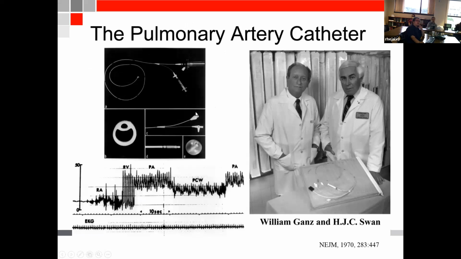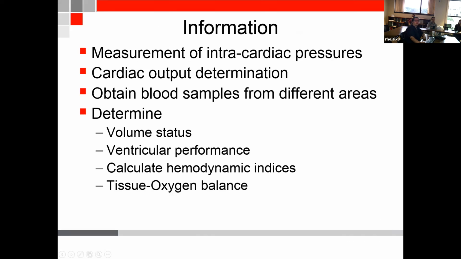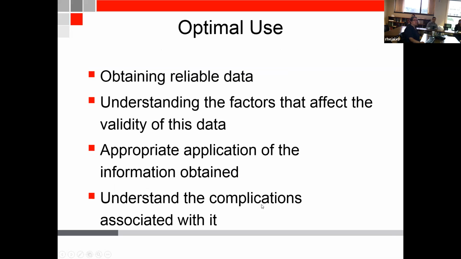Swan and Ganz, their first catheter was like a place where you just inflate the balloon through, and this is the catheter where they get the blood pressure in. This is their first patient recorded, and this is the tracing that they got. They were 2 cardiologists, I believe, interested in cardiology. It gives you a lot of information, a determination of the intracardiac pressures. Through thermodilution, you'll be able to obtain cardiac output. You can get blood samples to figure out different saturations, have some idea about volume status, although it's not as accurate, and you can definitely calculate hemodynamic indices.